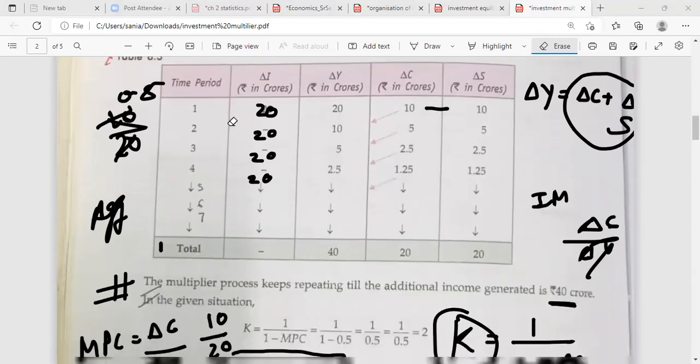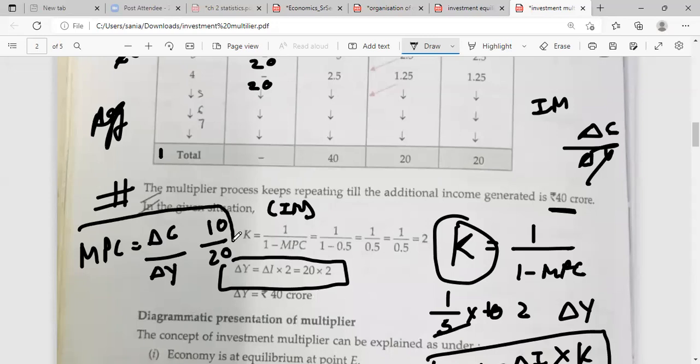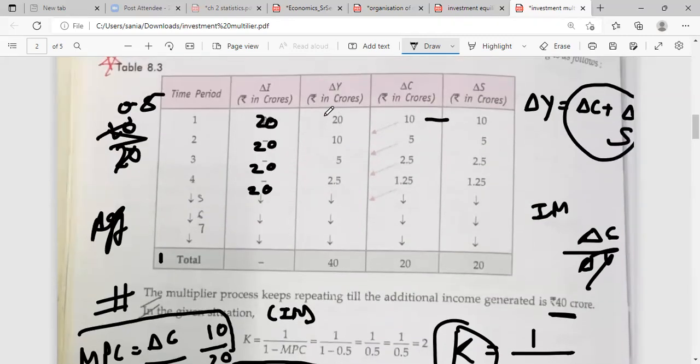Okay. Now coming to this, after this you will write the multiplier process. It will keep on repeating till your additional income, meaning change in income, becomes equal to 40 crore. So how will you write? First of all, you will write K, and in brackets you will write investment multiplier. Then you will write the formula K equals 1 upon 1 minus MPC, and in the box you will write this solution: MPC is basically delta C divided by delta Y. What is your delta C? It is 10 and delta Y is 20.